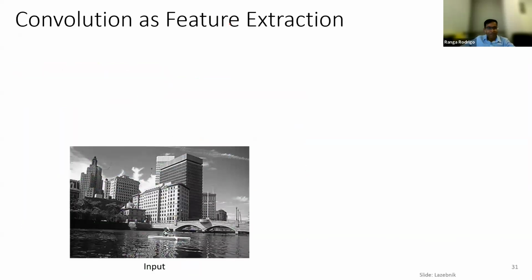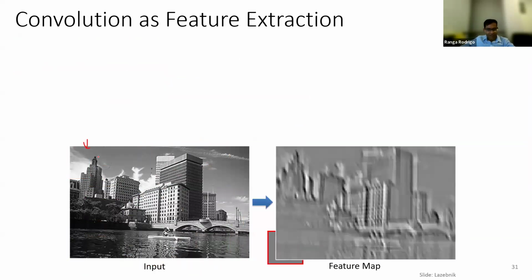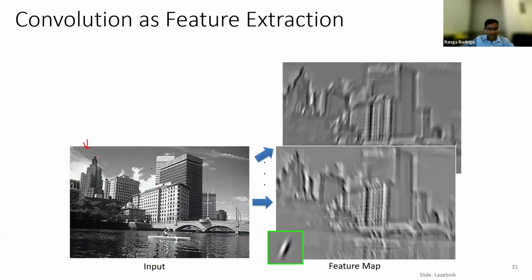Okay. So now let's see these convolutions as feature extractors. You run the convolution kernel, I'm pictorially showing that kernel like that. When you run that throughout the image, you get a feature map. You run another kernel, and when you run another kernel, you get another feature.